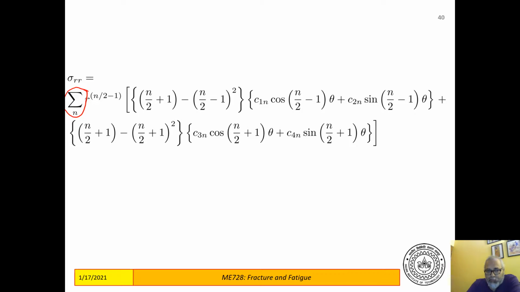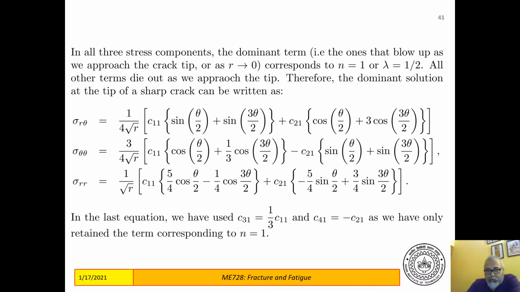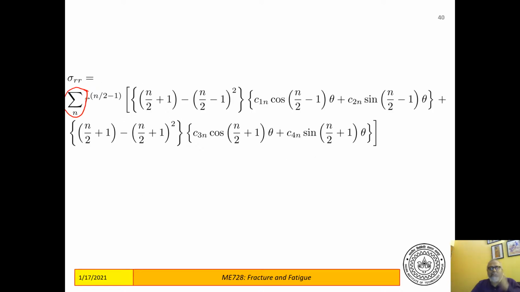Now, in all stress components, if you look at all stress components, you have the term r to the power n by 2 minus 1. So n is 1, 2, 3, and so on, right? It cannot have negative or zero values. So the first term when n is equal to 1 is r to the power minus half. The second term, n equal to 2, is 0. The third term is r to the power 3 by 2 minus 1, that's plus half, and so on.